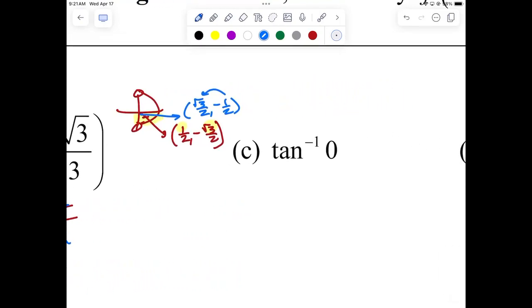Inverse tangent of 0. Look, first of all, it can't be D and E because this is a ratio. And what are the allowable ratios for arctangent? All ratios are allowed. So it's a legal ratio. But we're looking for the angle. We're looking for the angle where the tangent is 0.